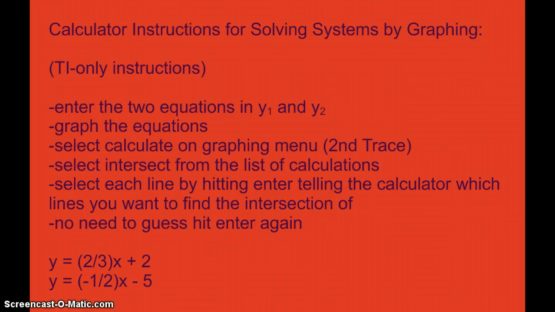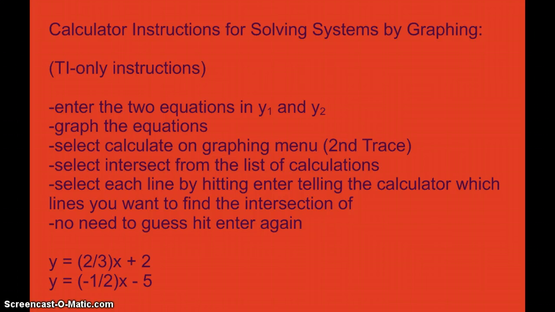To begin with, if you hit the y equals button, you'll see on your screen y1, y2, y3, y4, and so on. That's just a way that we can enter multiple equations and have them both show up on the same graph. So we're going to enter our first equation, y equals 2/3 x plus 2 in y1, and y equals negative 1/2 x minus 5 in y2. Then you can go ahead and select the graph button.